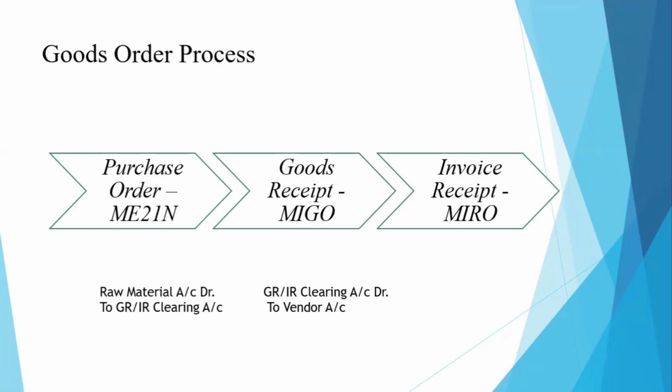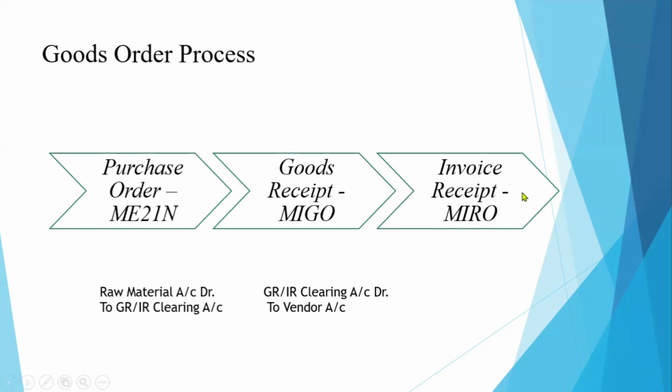charges. What about if there are some unplanned delivery charges and those are added at the invoice level? So that must also be accounted. There might be a difference at the invoice level also, and that needs to be cleared through MIRO.